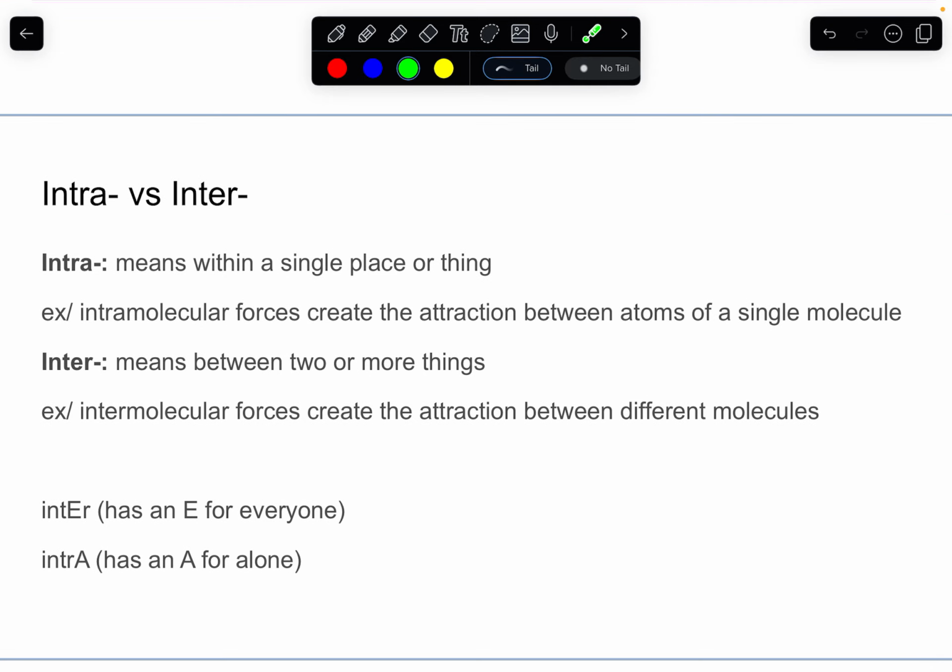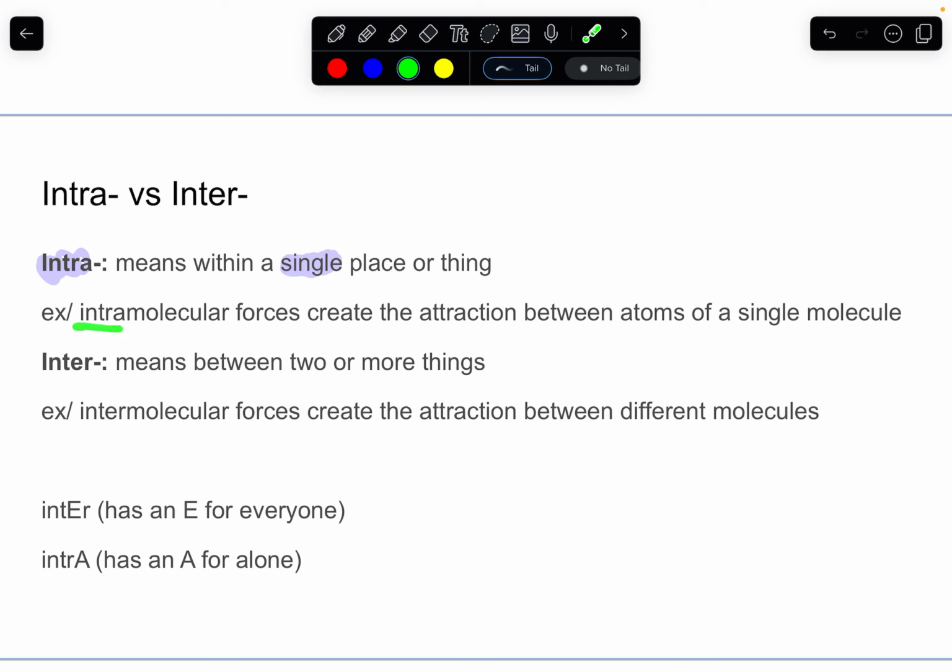Before we jump into the forces themselves, we want to take a look at the difference between these two prefixes. All right, it's easy to mix these up, so you want to have a good understanding of intra versus inter. Okay, the key for intra is you're dealing with one thing, one object.